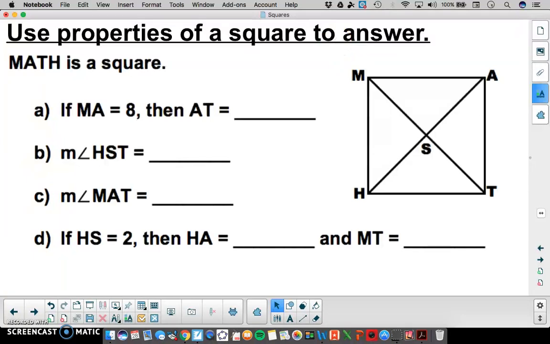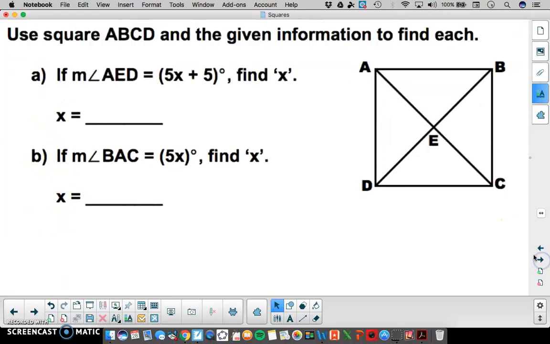I want you to use properties of squares to be able to solve A through D here. And also use properties of squares to solve for x in both of these problems.